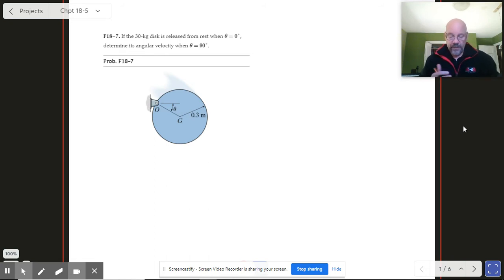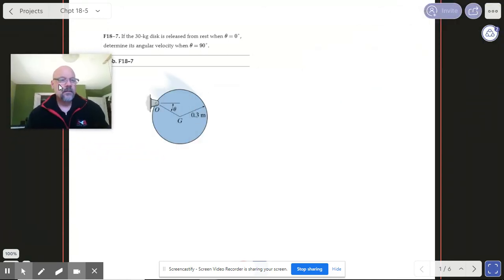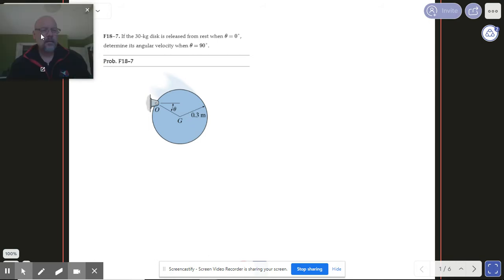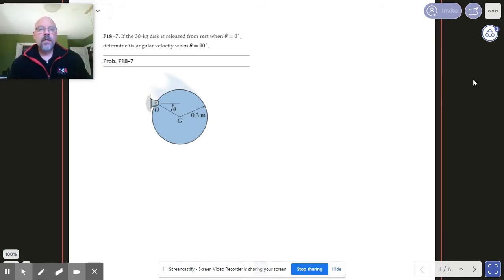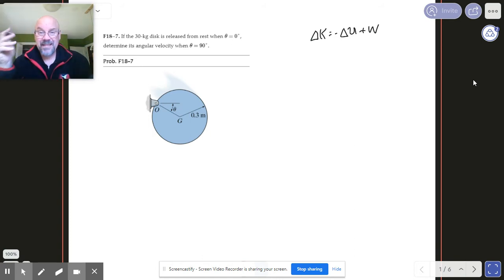All right. And our go-to in all of these things is going to be our friendly old energy equation, which we've used many times before. And it's back to help us out here, which is to say that delta K is minus delta U plus work. So the kinetic energy change depends on the negative potential energy change, and then whatever work is done.